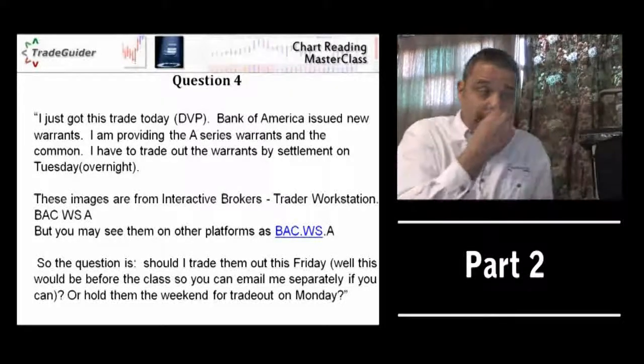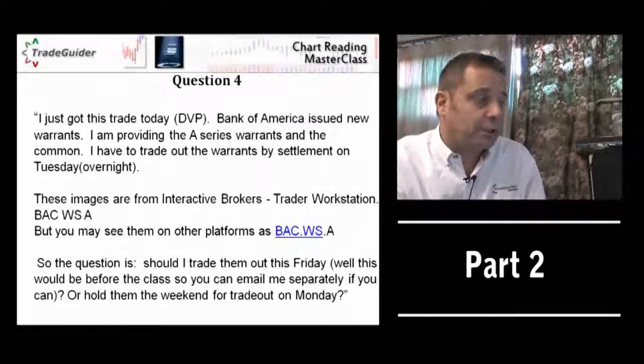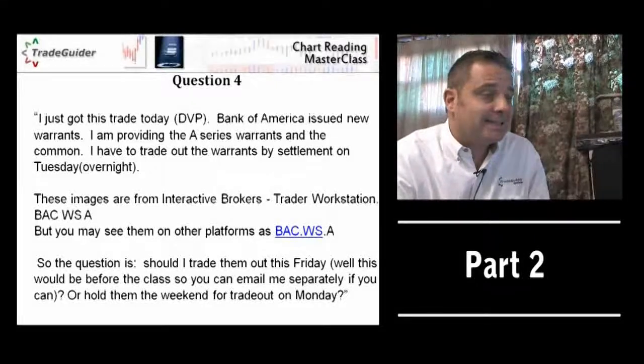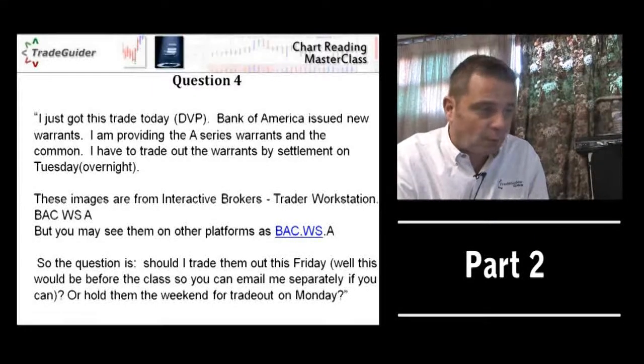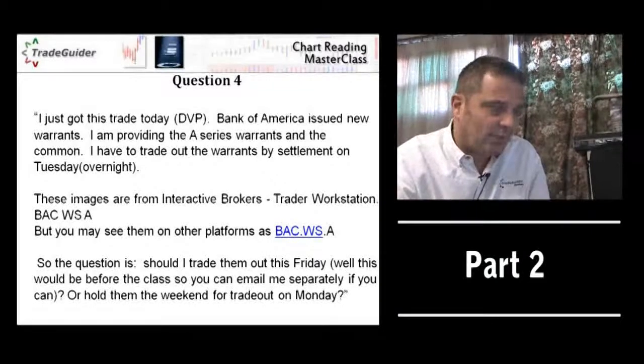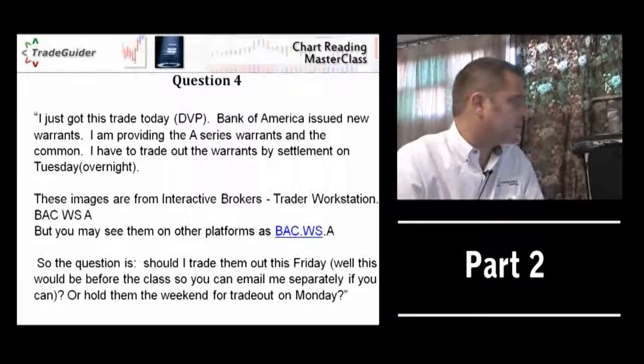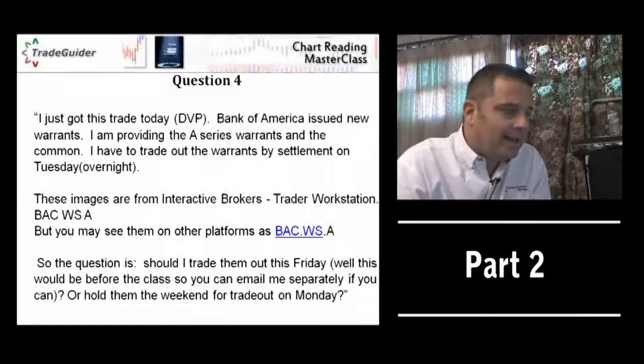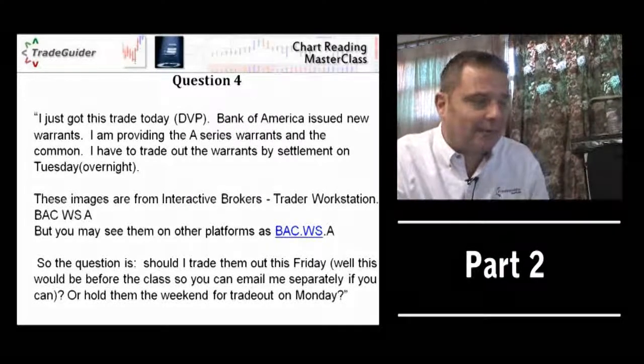But the question came: I got this trade, Bank of America issued new warrants. I'm providing the A-series warrants and the common. I have to trade out the warrants by settlement Tuesday night. These images are available from Interactive Brokers, and he's not used a Trade Guide chart, it comes from IB. And then the question: should I trade them out Friday?